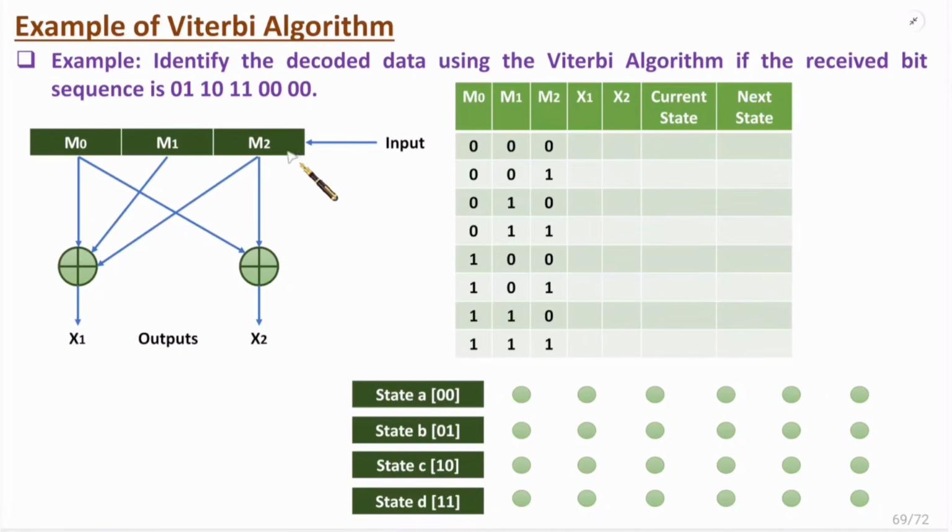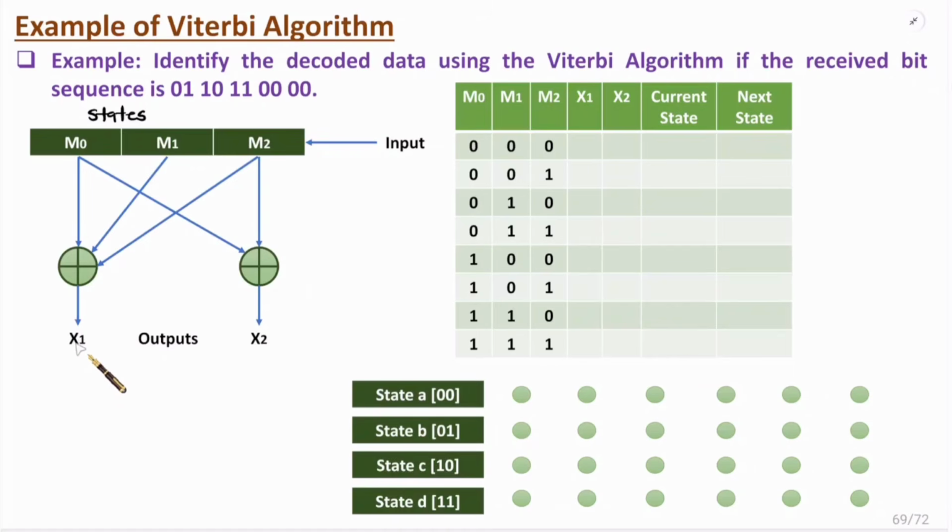Here in this trellis encoder, we give input to M2, and here M0 and M1 represent states. One should know, see here, this M0 and M1 is representing states. Means here there will be flip-flops with M0 and M1, and M2 is the current input bit, right? If you observe here, we have two outputs. Output is X1 and X2.